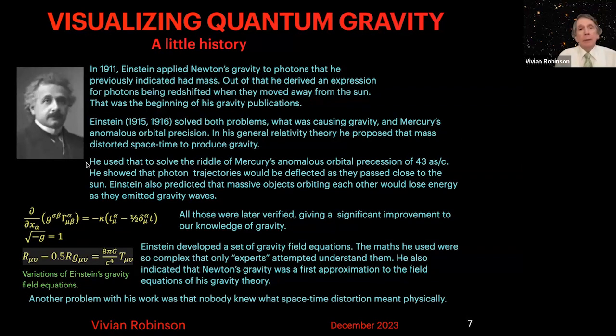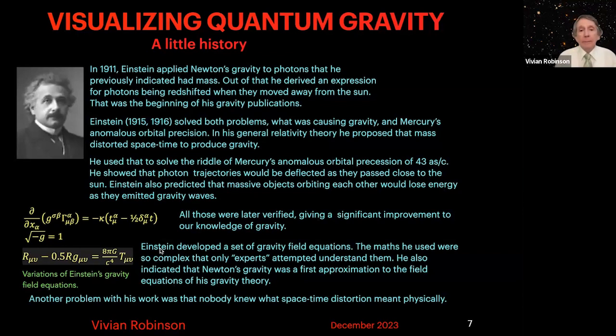He used that to solve the riddle of Mercury's anomalous orbital precession of 43 arcseconds per century. He showed that photon trajectories would be deflected as they passed close to the sun. Einstein also predicted that massive objects orbiting each other would lose energy as they emitted gravity waves. All of those were later verified, giving gravity a significant improvement in our knowledge of it.